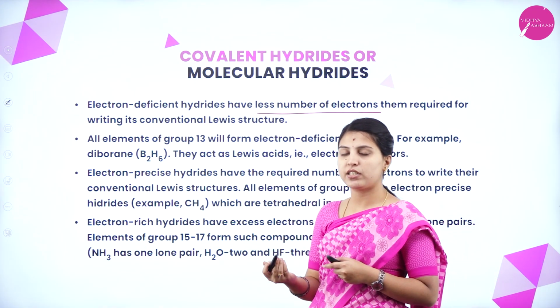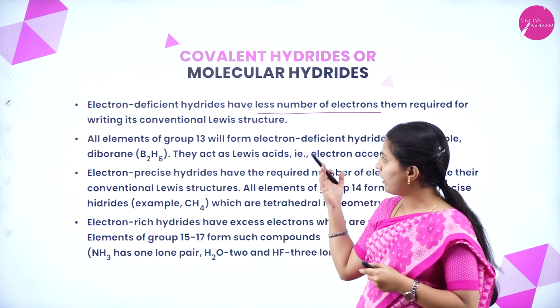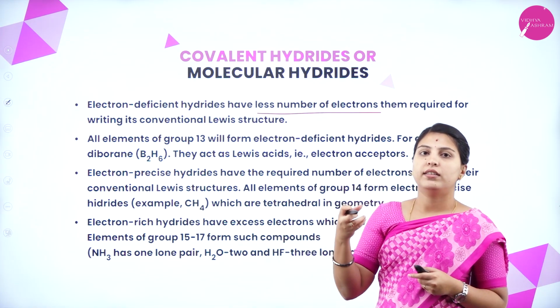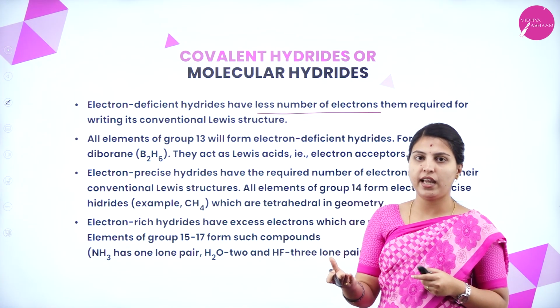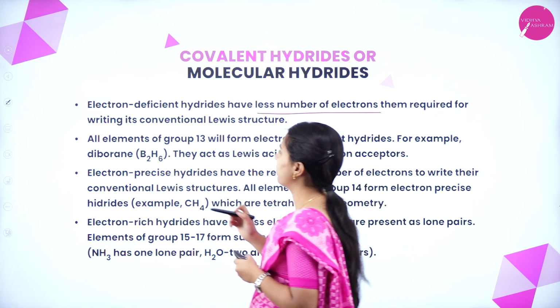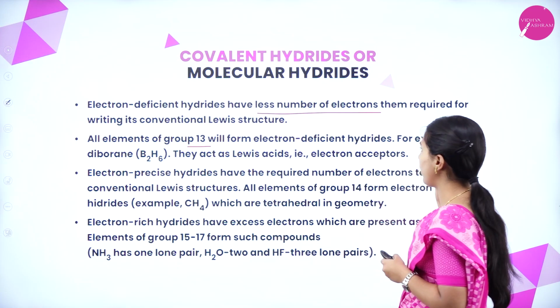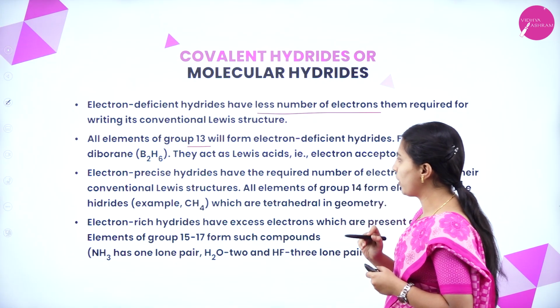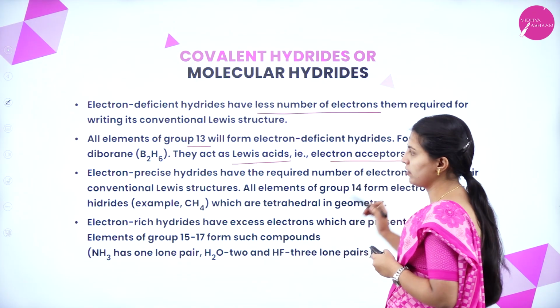To write the Lewis structure, we will represent by valence electrons of the element. Electron deficient means that many electrons whichever we have to predict there, that many electrons are not present, that is deficient electrons hydrides. All elements of group 13 will form electron deficient hydrides. For example, B2H6 diborane, they act as Lewis acids, that is electron acceptors.